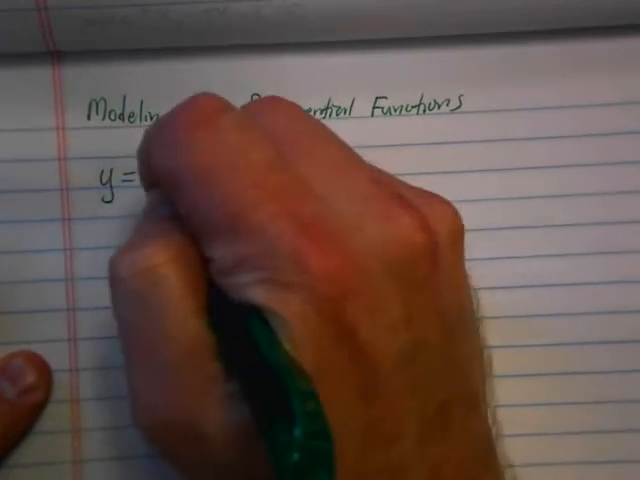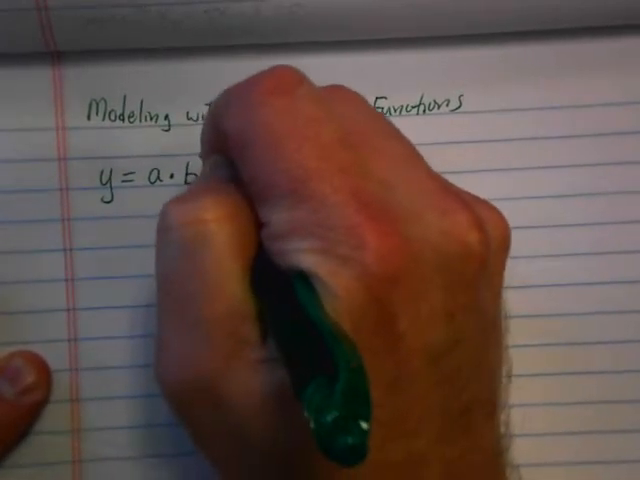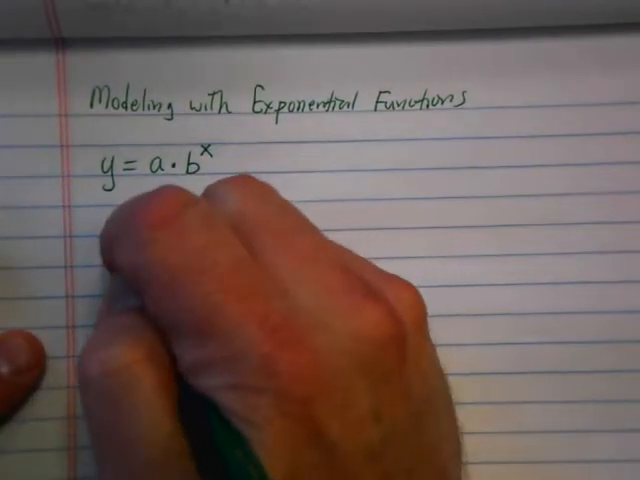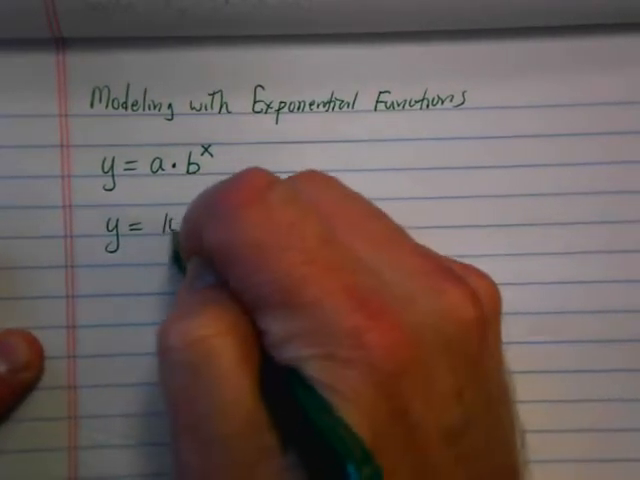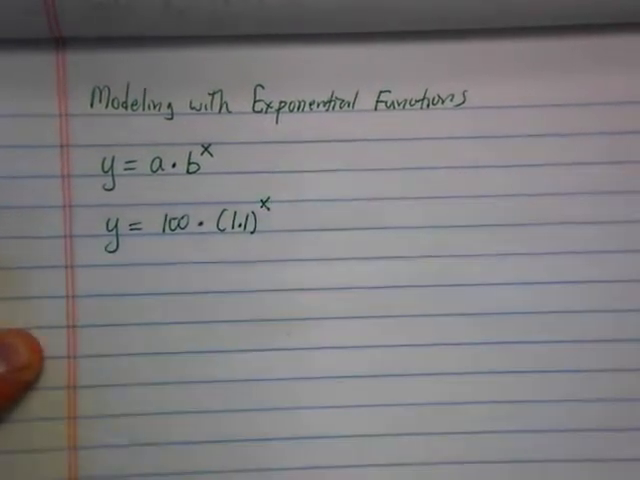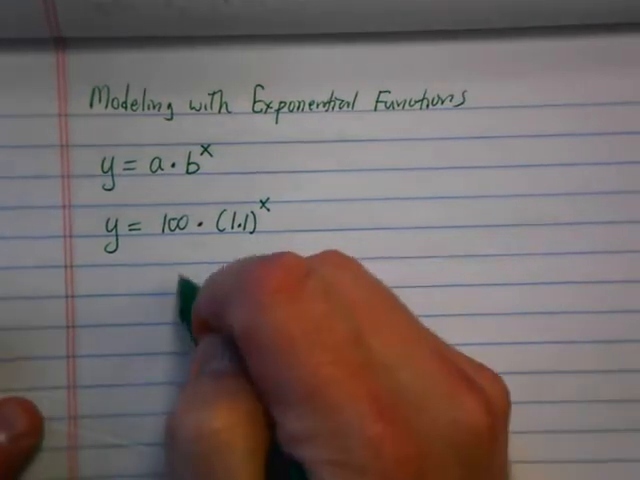The variable is in the exponent. So we had something like y equals a times b to the x. That's what exponential functions look like. Now, this a and this b, these are something very important. Let's say we had the equation y equals 100 times 1.1 to the x. And I were to build myself a little table here.